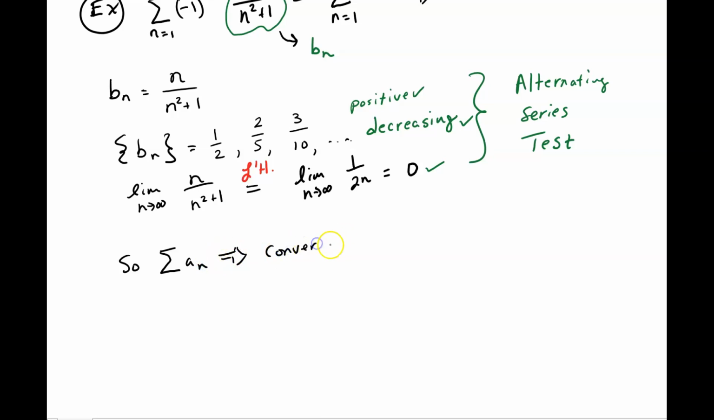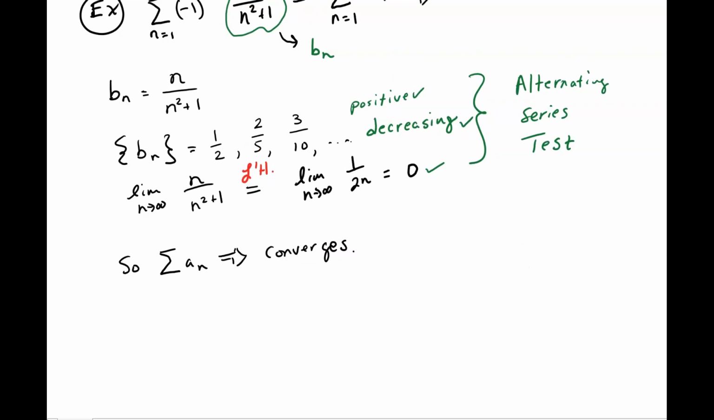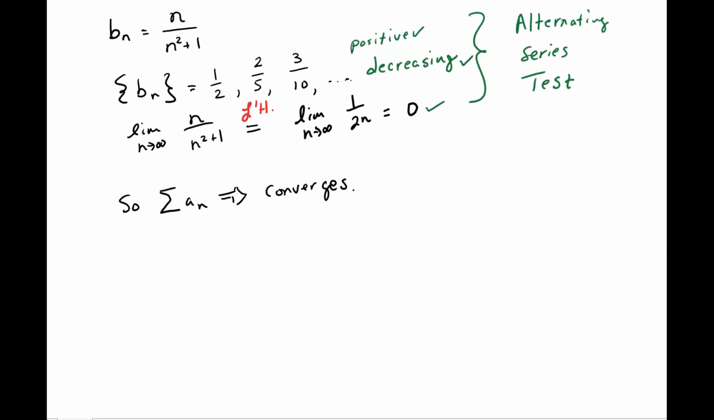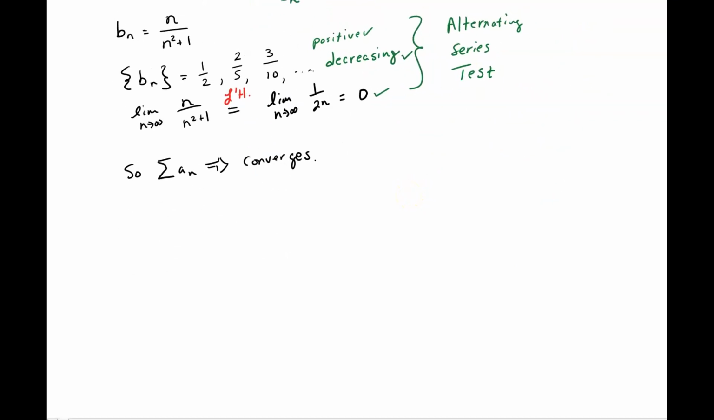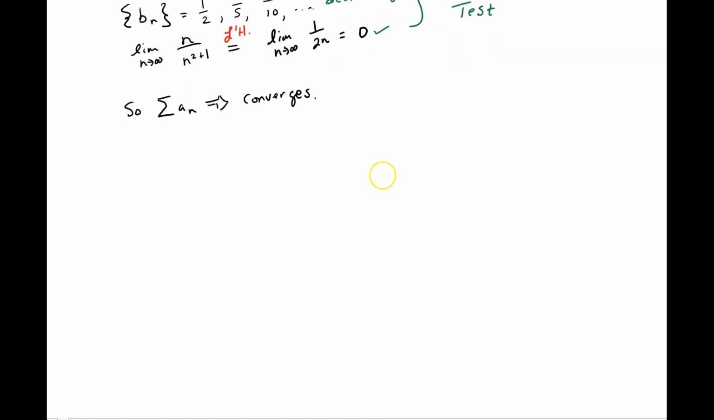All right. It converges. But now let's discuss absolute convergence, because we're talking about absolute convergence. The alternating series converges. Now we have to consider the absolute value. All right, so let's take a look.